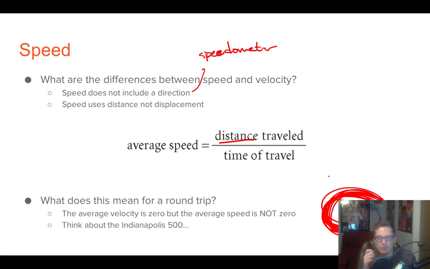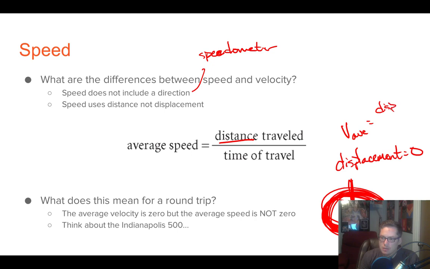But if you think about their velocity, if they start and end in the same place right here on the starting and finishing line, then their displacement is equal to 0. And remember, average velocity is equal to displacement over delta t. If their displacement is equal to 0, then you get 0 divided by however much time it took them. 0 divided by anything is always equal to 0.